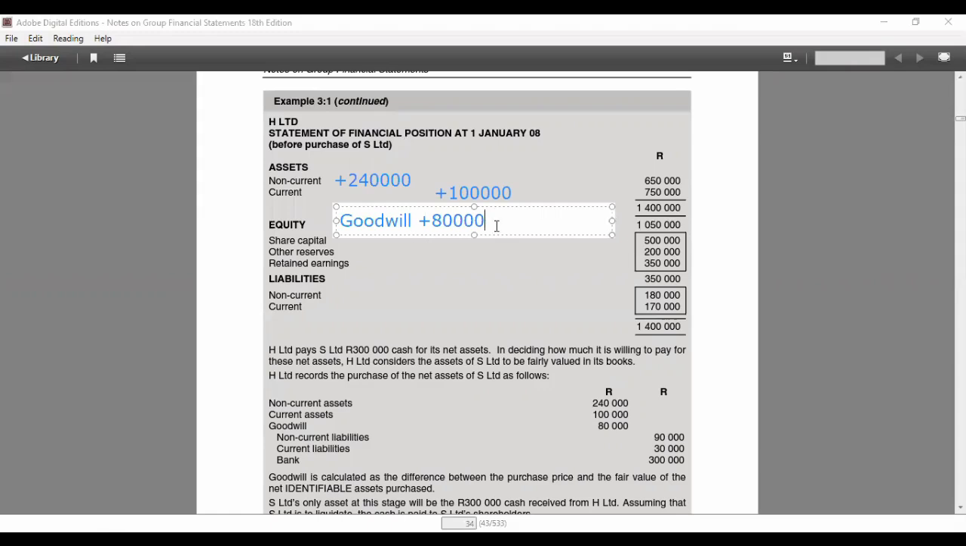Okay, so that goodwill there is actually under our assets. There's just not enough space to put it in there, so it will come there below our assets. Goodwill is a non-current asset, so you could put it as part of this portion over here within the non-current assets as well. Nothing has happened to our equity.